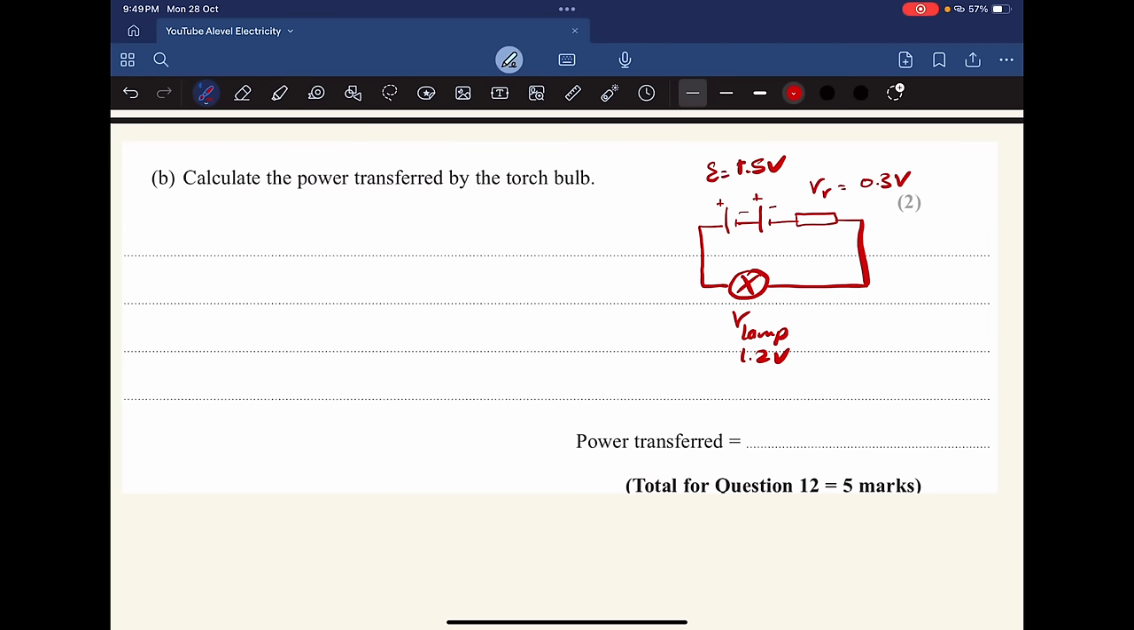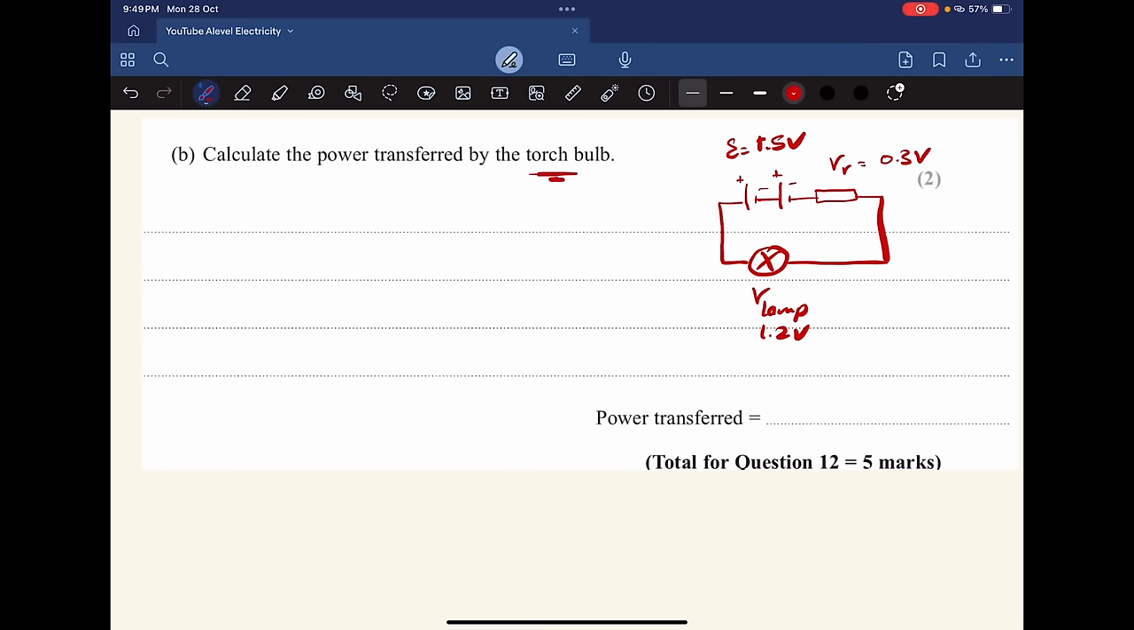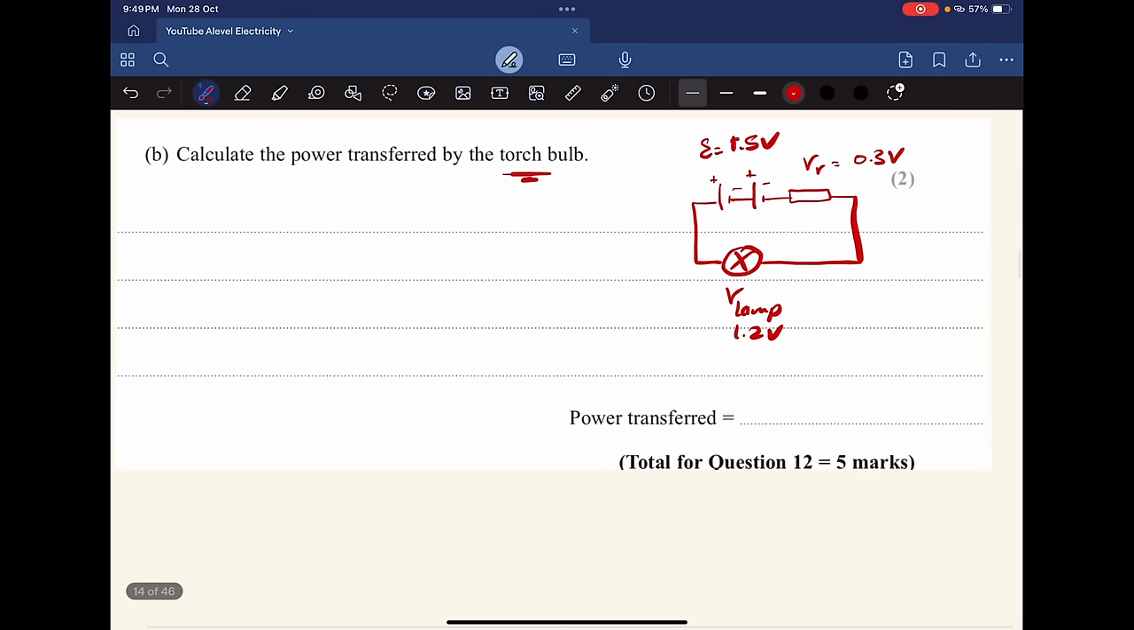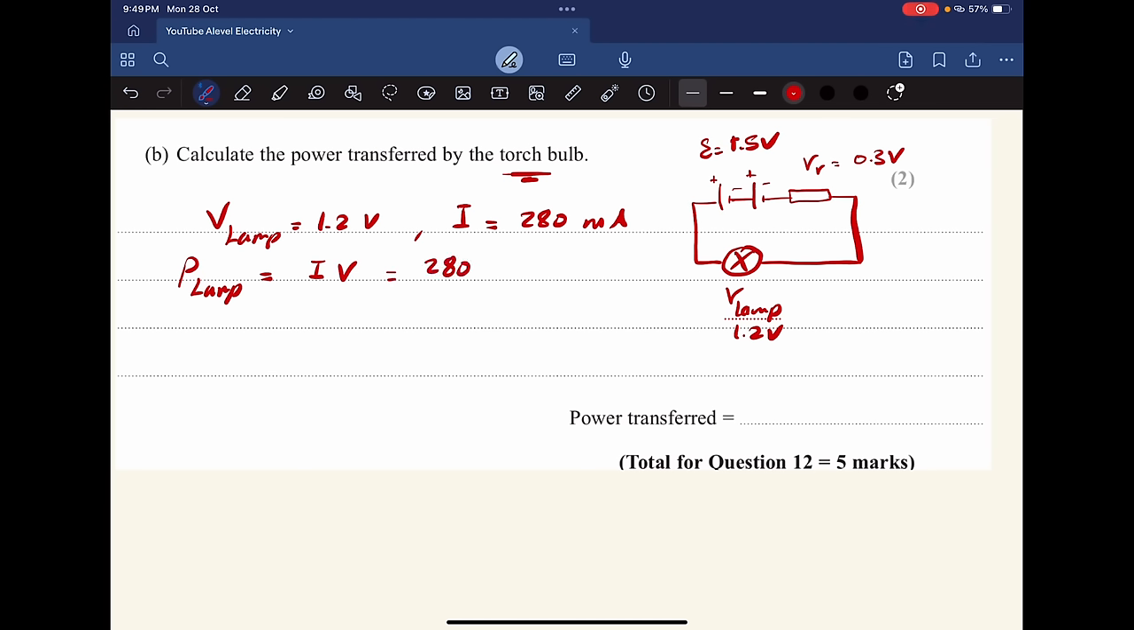Now for section B, to calculate the power transferred by the torch bulb or lamp. I have the voltage across the lamp, which is 1.2 V, and the electric current, which is 280 milliampere. The formula for the power transferred by the lamp is IV. The electric current, 280 times 10 to the minus 3, times 1.2. The power in the lamp, transferred by the torch bulb, is 0.336 watts.